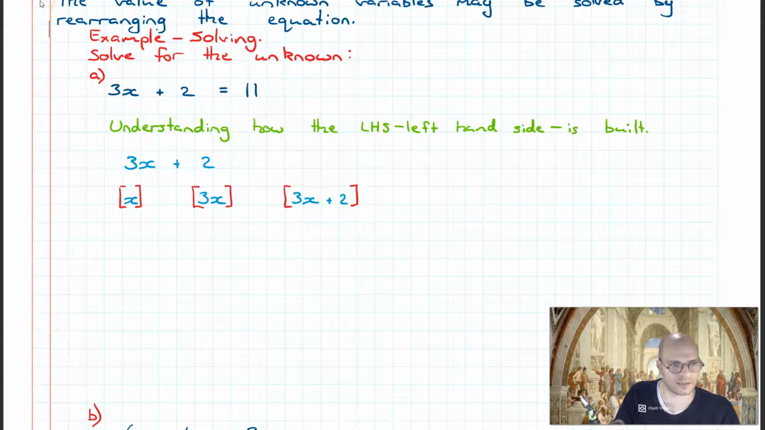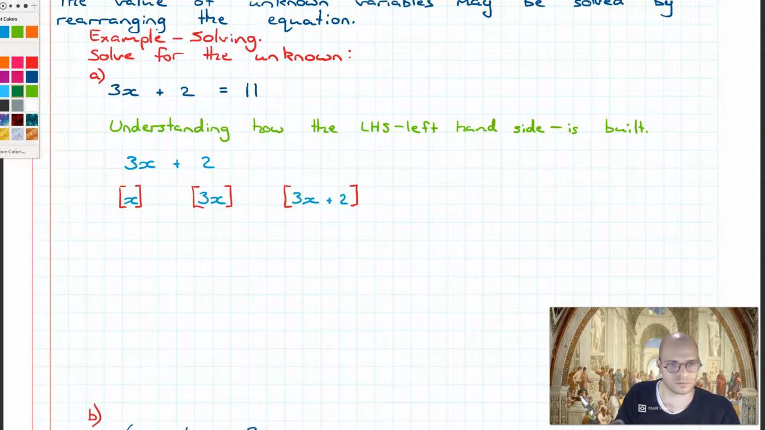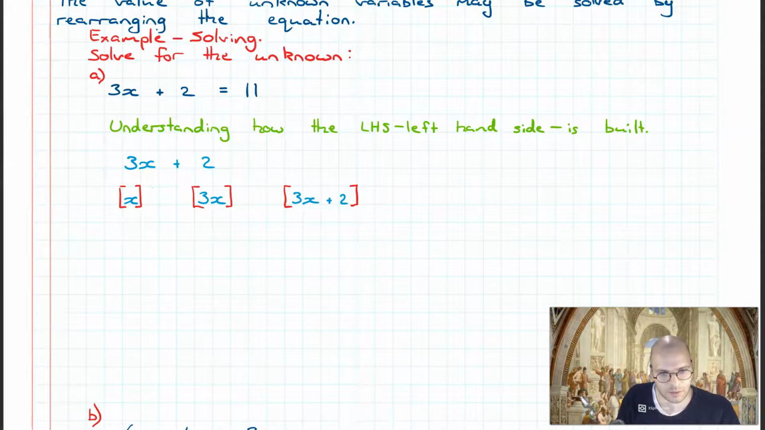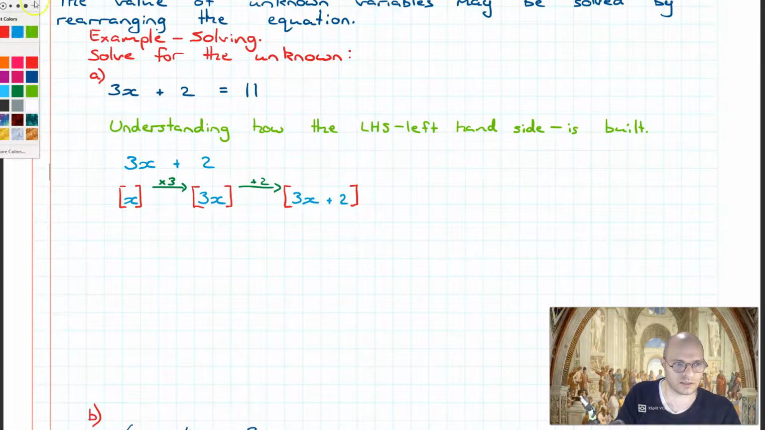Understanding how I put this together, firstly I multiplied by 3, then I added 2. Now this is how the expression was put together on the left. What I'm then going to do is have a look at how I can reverse this. Looking at this, we have a flowchart that shows how this expression is built. What we want to do is understand how we can unpack or unwind this expression.